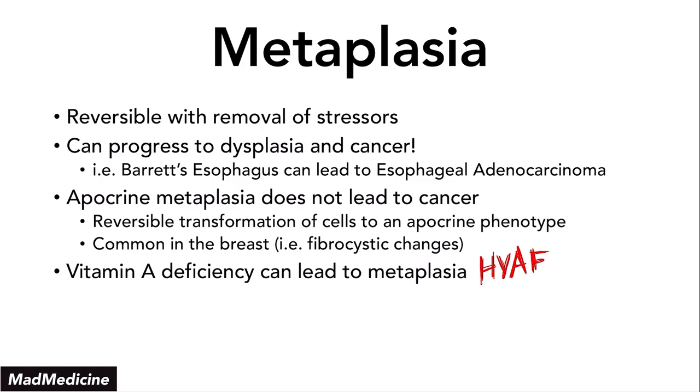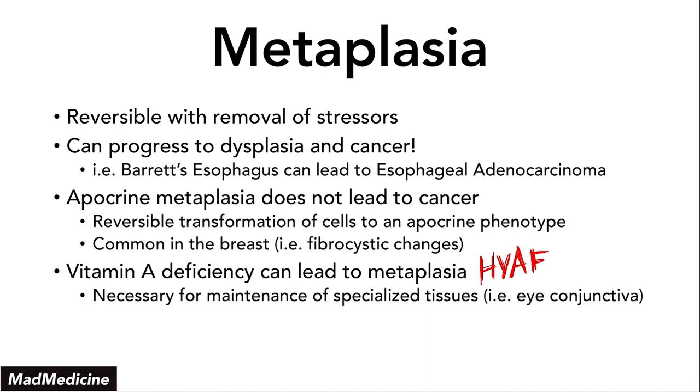Why is that the case? Well, vitamin A is a very important fat-soluble vitamin, and it's really important because it is necessary for maintenance of very specialized tissue. For example, our eye conjunctiva. Our eye conjunctiva actually needs vitamin A.